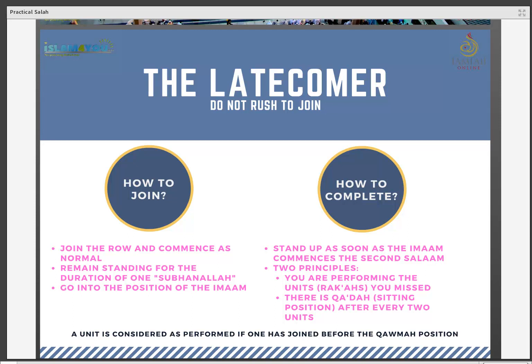After every 2 units, no matter what numbering it is, we need to sit in the sitting position. So we performed unit 4 with the Imam. We're now performing unit 1 on our own. We sit in the sitting position. Then we perform unit 2, unit 3, and now we are sitting in the last sitting and ending of our prayer. So the sitting position doesn't come after unit 1 or after unit 4. It comes after every 2 units. I hope that is understood.